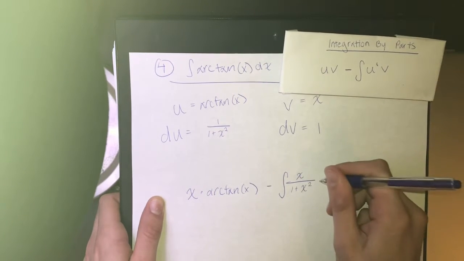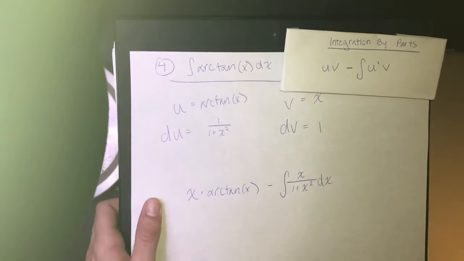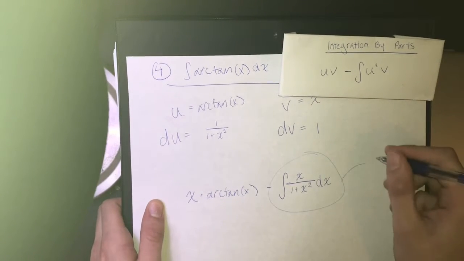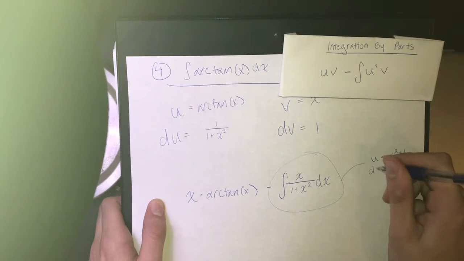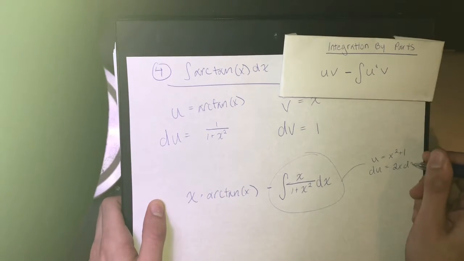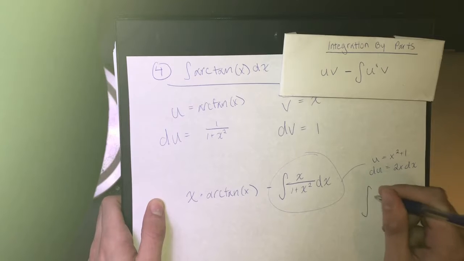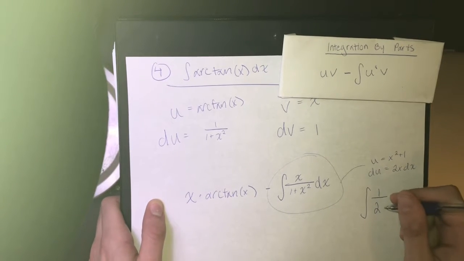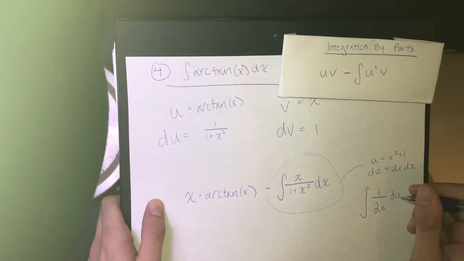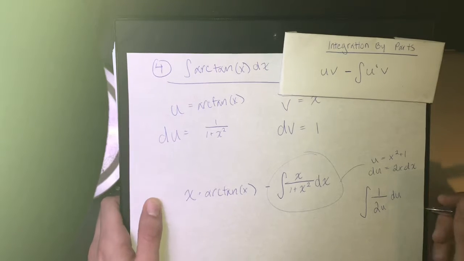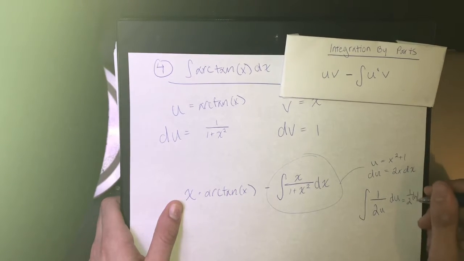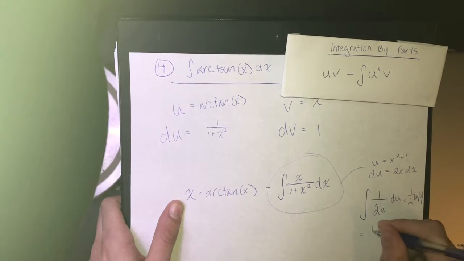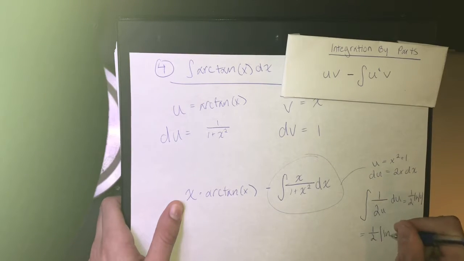giving us x times the arctangent of x minus the integral of x over 1 plus x squared dx. We're going to do a u substitution with u equal to x squared plus 1, meaning du is equal to 2x dx, giving us a new integral of 1 over 2u du. In the end, this will give us 1/2 natural log of u, and we'll plug our u back into the equation there.